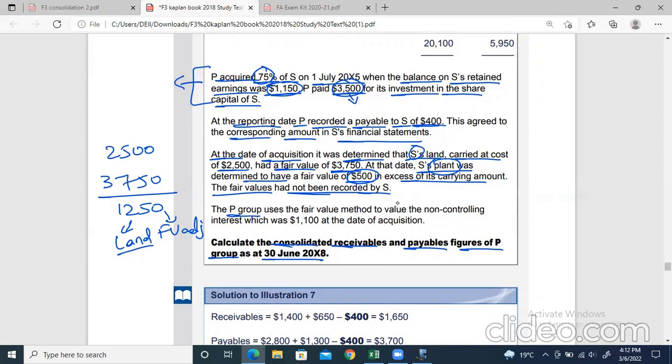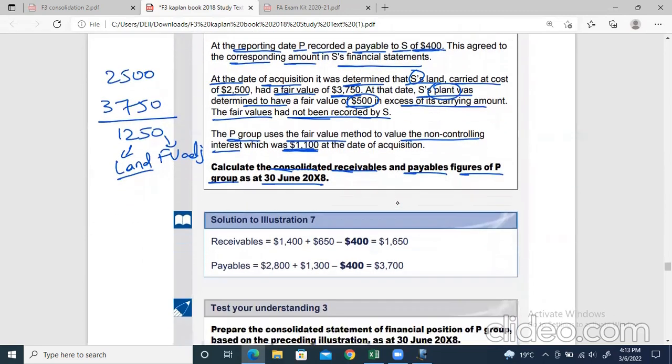Now P group uses the fair value method for the non-controlling interest. You can see this is the NCI, the fair value of NCI. This will normally be given to you at the end of the question. Basically, it will be the last sentence or the last line. Okay, but over here we just have to find the receivables and payables figures, right? So you can see that the answer has done the same thing that we did above. 1400, this was the subsidiary figure. This was the parent one, this was the subsidiary one, and this is the intercompany balance. So the total is 1650.